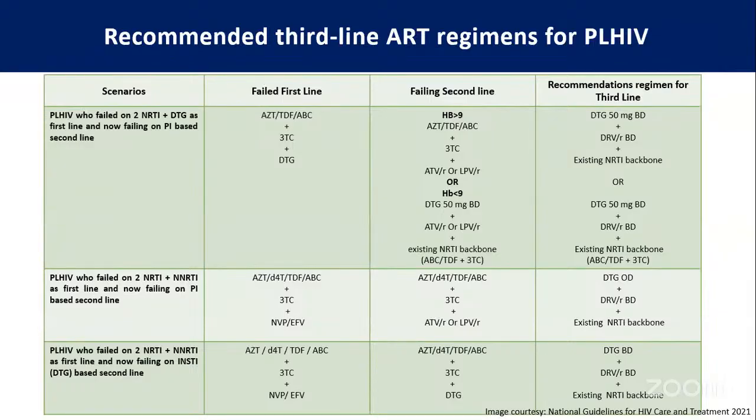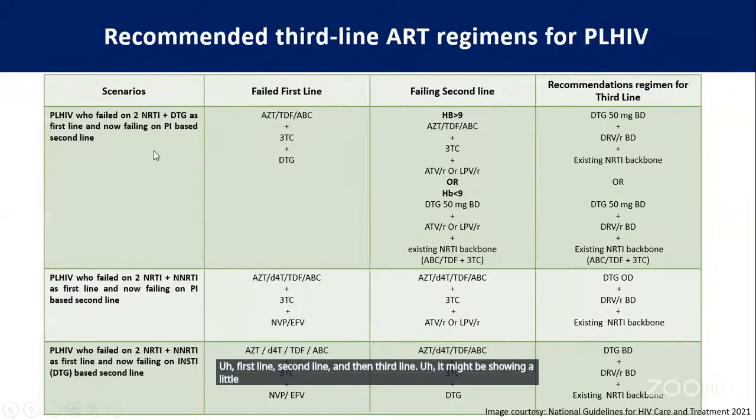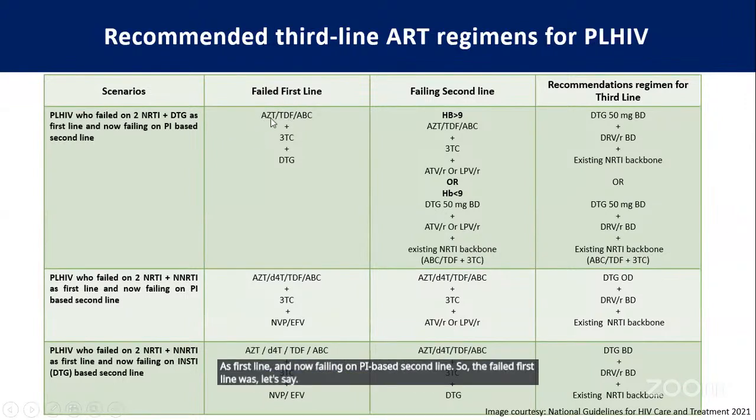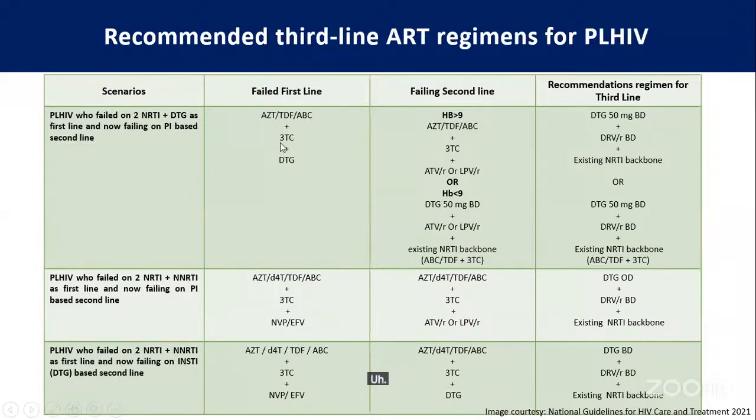Now there are certain scenarios that have been given: first line, second line, and then third line. It might look a little busy for you. Just take the first one: a PLHIV who has failed on 2 NRTI plus DTG as first line and is now failing on a PI-based second line. The failed first line could be ZL or TL or AL with DTG.